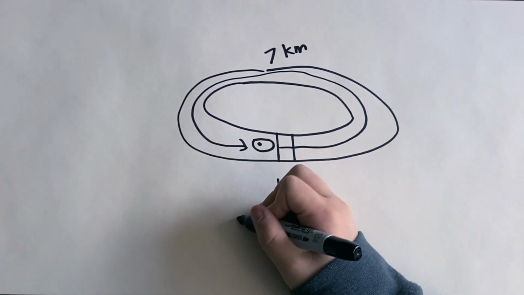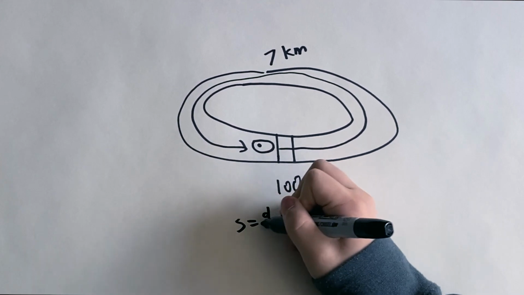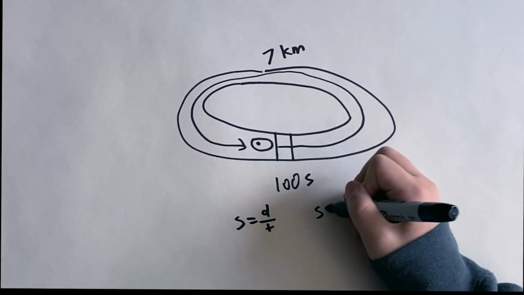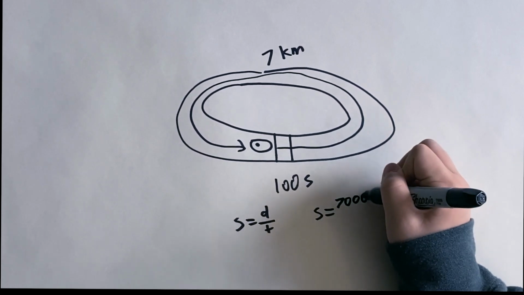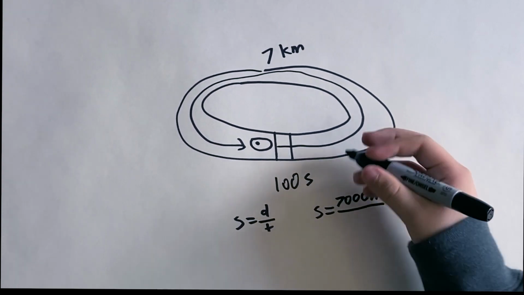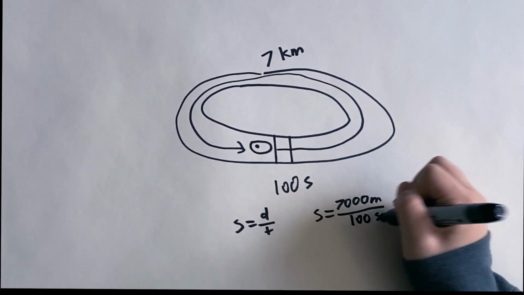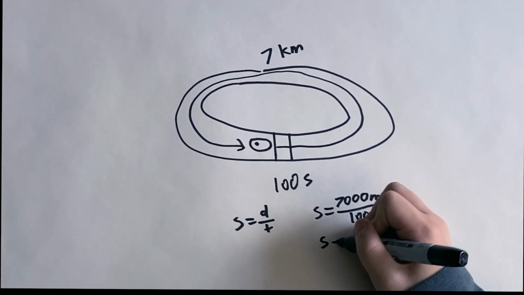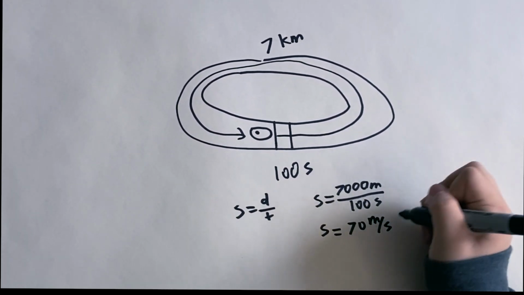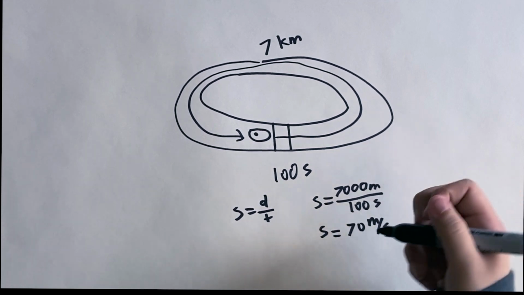His speed is distance over time. The distance is 7 kilometers or 7,000 meters. The time is 100 seconds. So his speed was 70 meters per second, which is about 150 miles per hour.